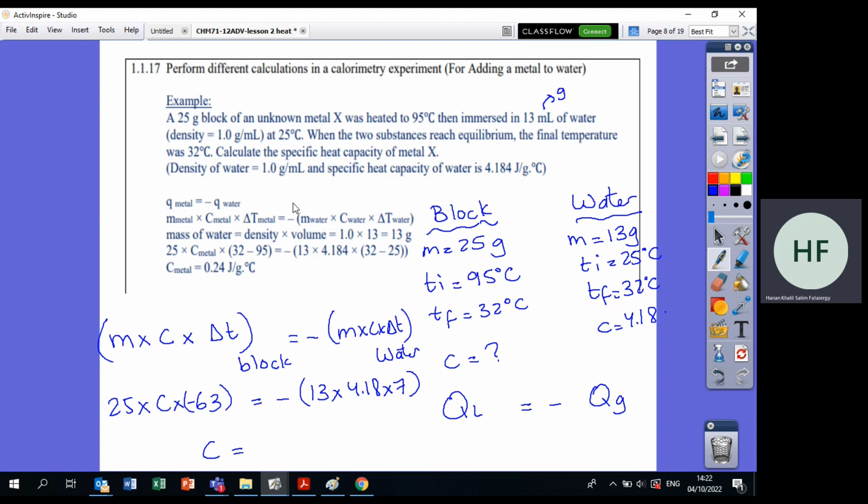Okay, C should be a positive number. C will be 0.24. It should be a positive number, and it should not be more than 4.18. You know very well that the specific heat of water is the greatest specific heat in all these substances. So the specific heat will not be more than 4.18.